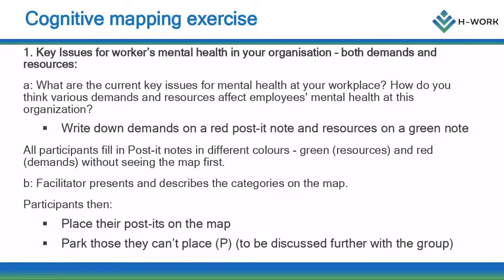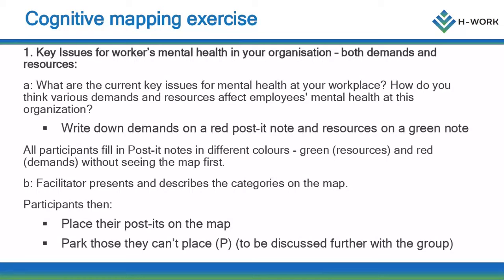So the first thing we do within this exercise is we have a load of post-its available in red and in green, and we ask a key question of them. First of all, sorry, we would show them the job demands resources model, just to make sure they're aware of what demands and resources are, so they get educated in that. And then we ask the question, what are the key issues for you in your workplace? Write down what demands you're facing on a red post-it note, and any resources, things you want to keep within the organisation, on a green note.